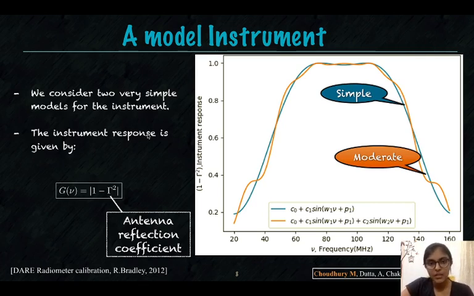In our work, we have considered two very simple models for the instrument. Basically, the instrument response is given by a gain function G(nu), which is 1 minus gamma squared. This gamma squared is an antenna reflection coefficient, which can be modeled by using several sinusoids. We have taken only two instances. In one, we have taken only one sinusoid, and in the other, which we call the moderate instrument, we have taken two sinusoids. We have chosen these parameter values such that the instrument response will mimic the shape of a band shape.